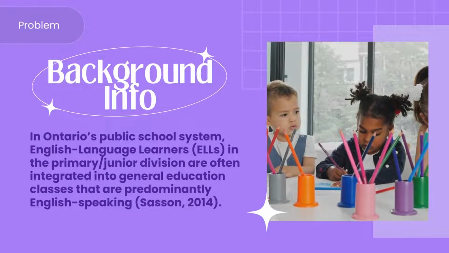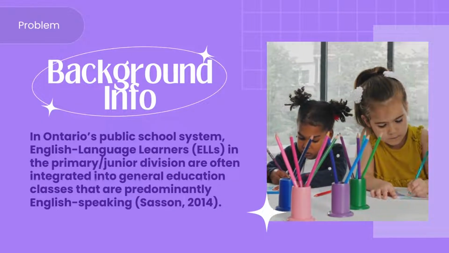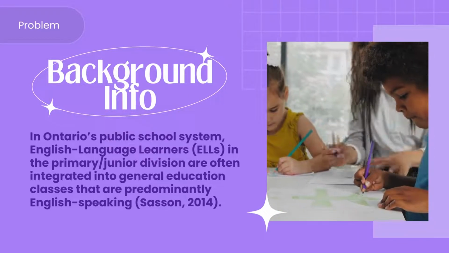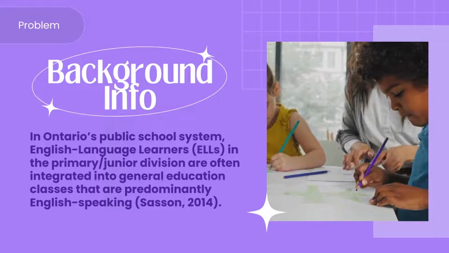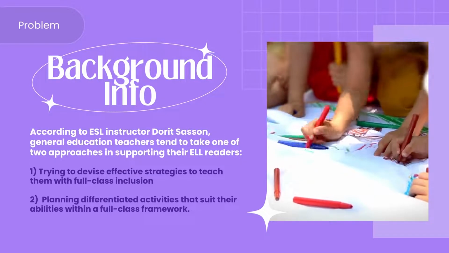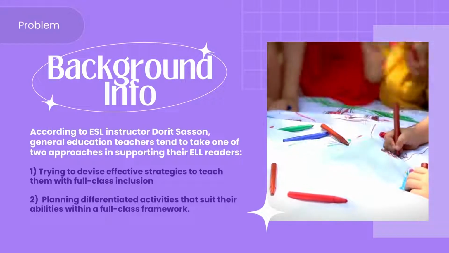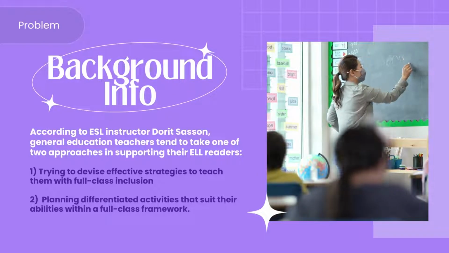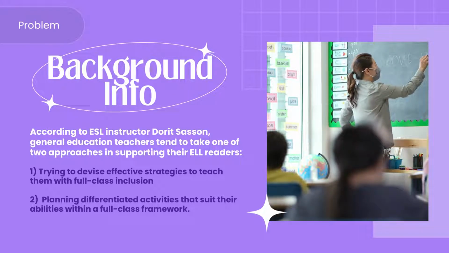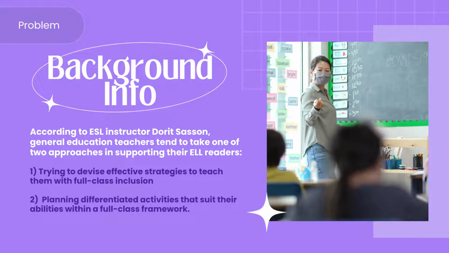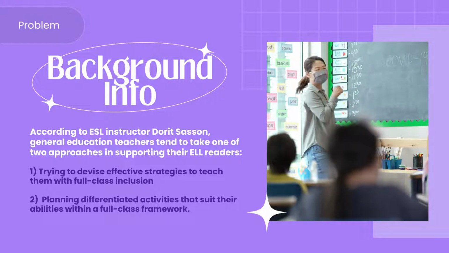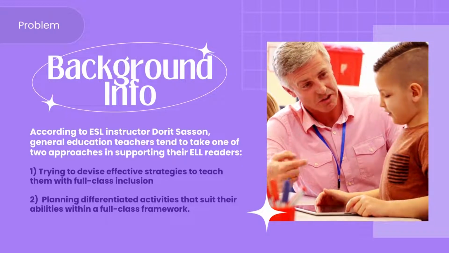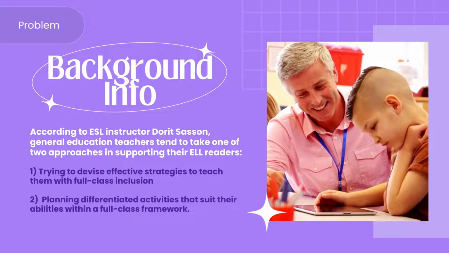In Ontario's public school system, English language learners in the primary junior division are often integrated into general education classes that are predominantly English speaking. According to ESL instructor Daria Sasson, general education teachers tend to take one of two approaches in supporting their ELL readers. 1. Trying to devise effective strategies to teach them with full class inclusion. Or 2. Planning differentiated activities that suit their abilities within a full class framework.